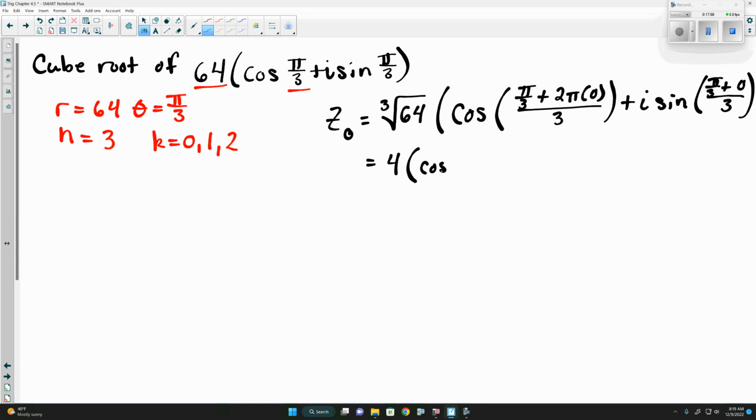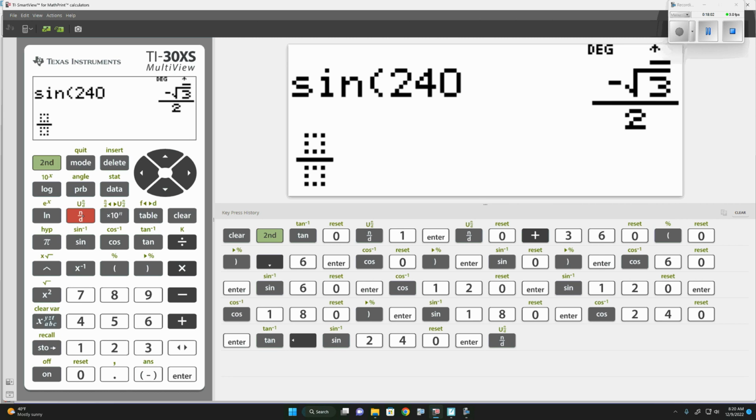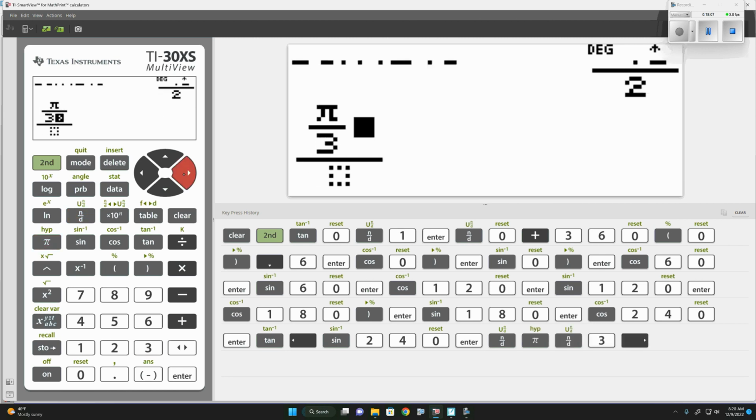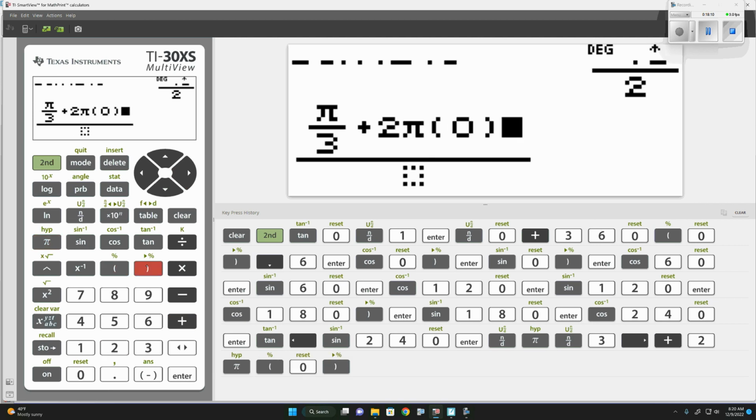Cosine of 5/3 plus 2 pi times 0 over 3. We say pi over 3 plus 2 pi times 0 over 3. 5/9.